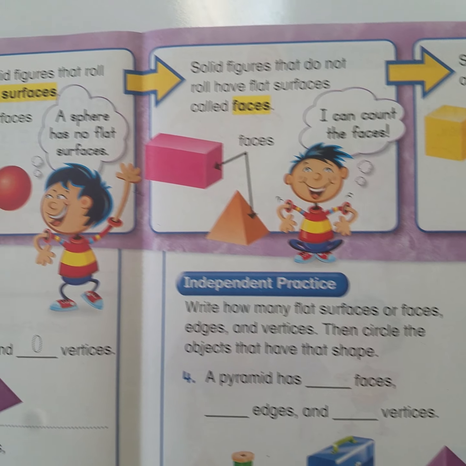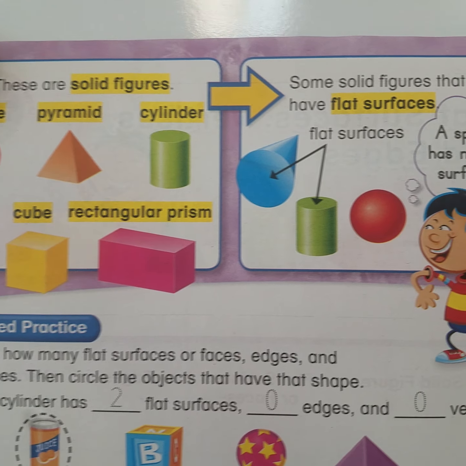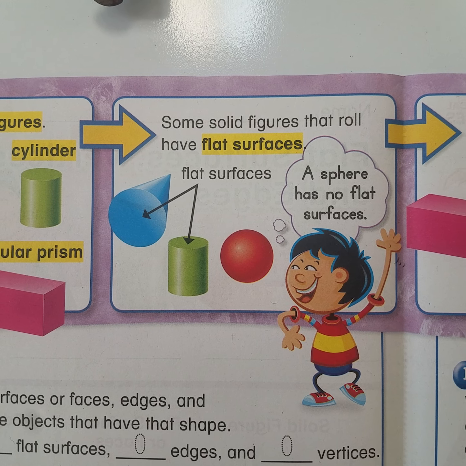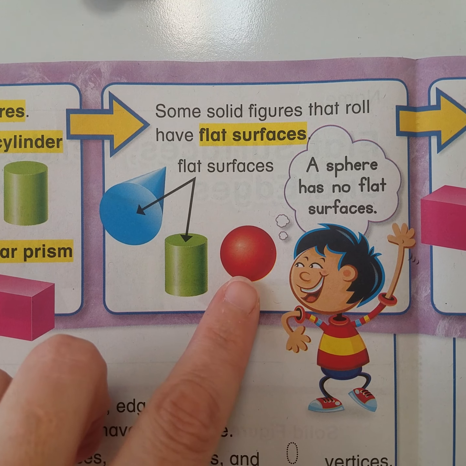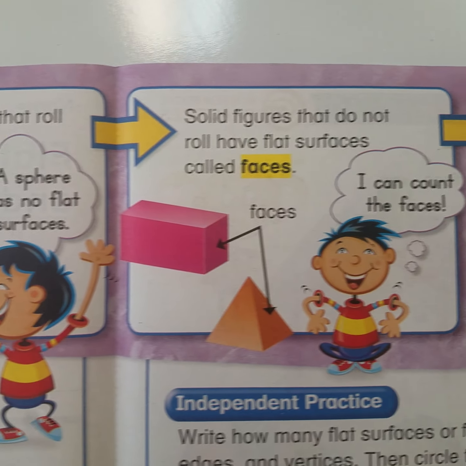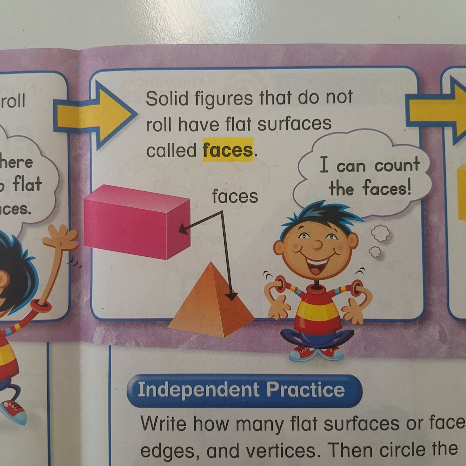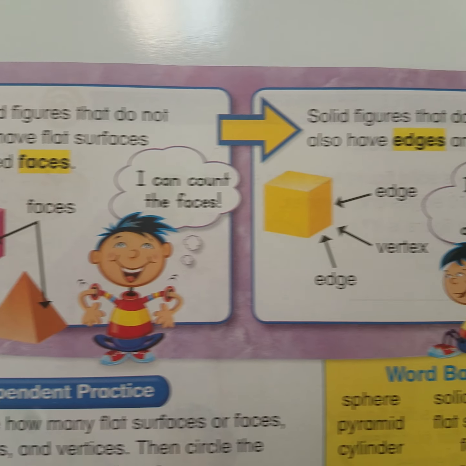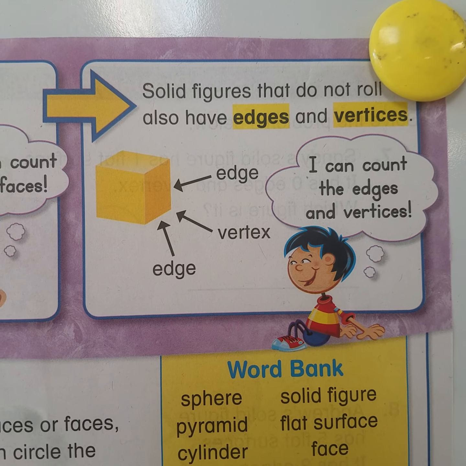So I don't want you to ignore this little movie that's up here because we have lots of things that are happening up here. Some solid figures that roll have flat surfaces. See those? A sphere has no flat surfaces. Solid figures that do not roll have flat surfaces called faces. And you can count all those faces. And solid figures that do not roll also have edges and vertices.